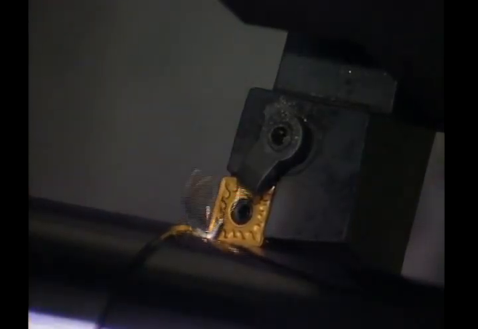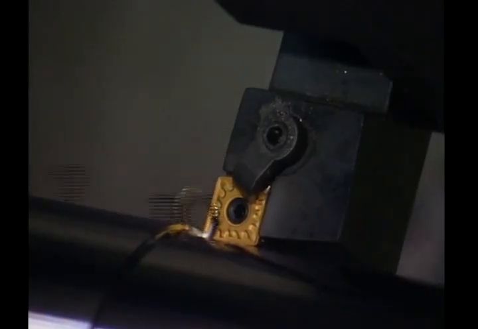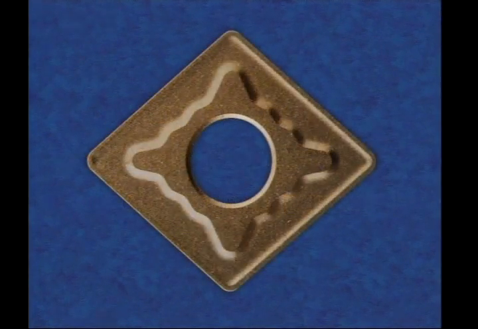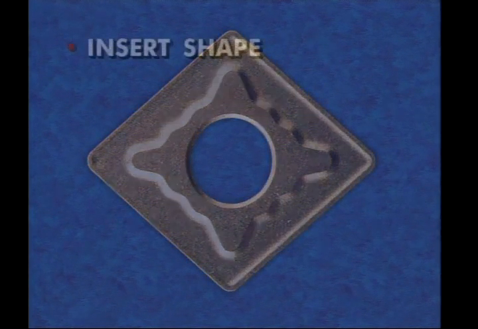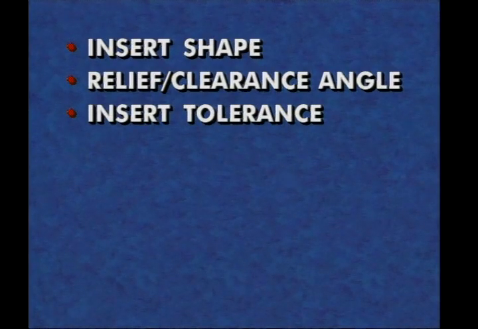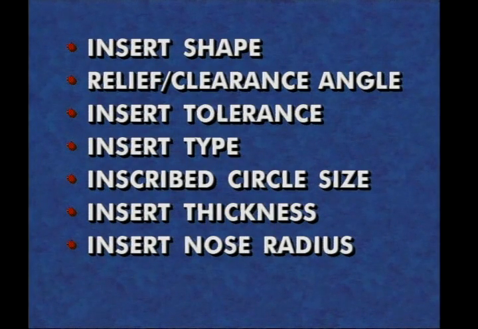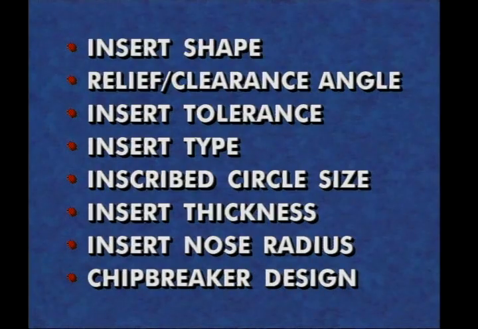Turning uses single point cutting tools, usually coated indexable carbide inserts. Selecting turning inserts involves choices of insert grade, geometry, and tool holder design. The geometry of an insert includes its shape, relief or clearance angle, tolerance, type, its inscribed circle or IC size, thickness, nose radius, and the insert's chip breaker design.